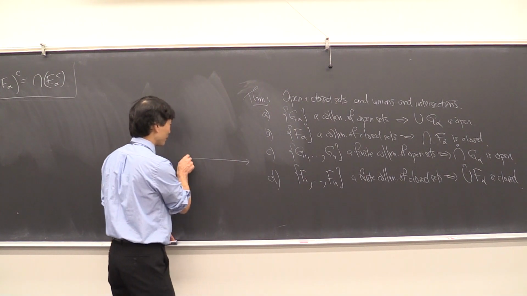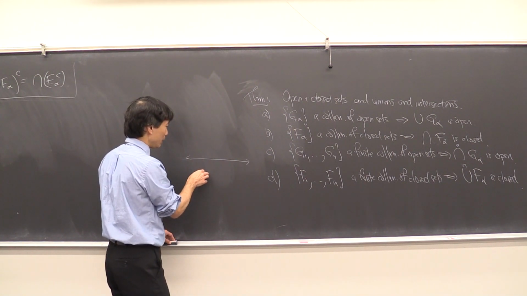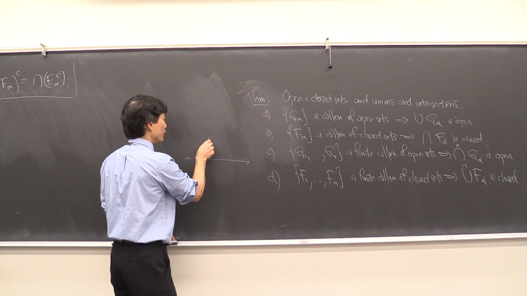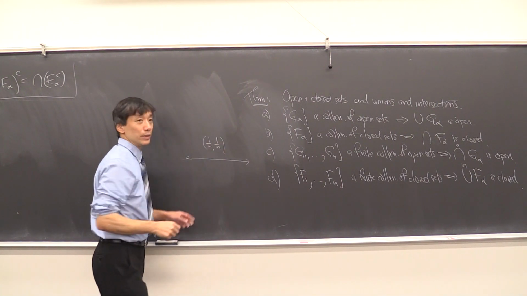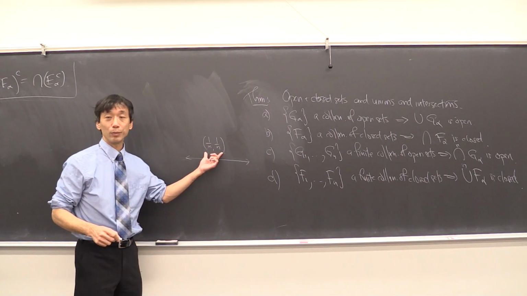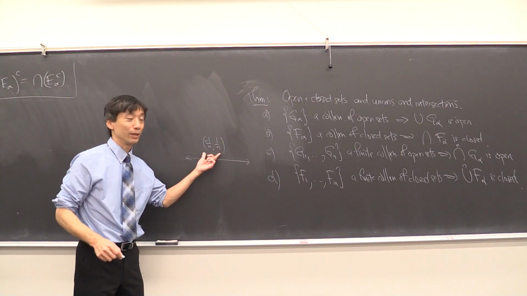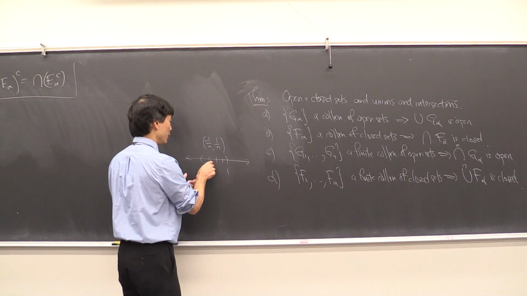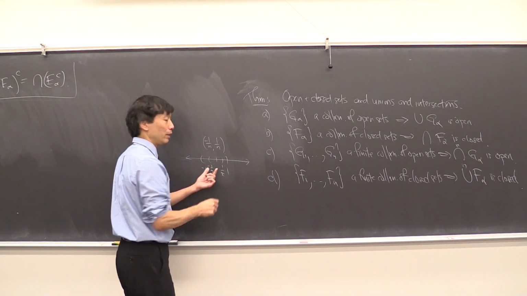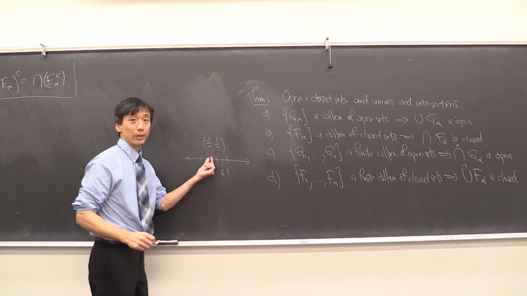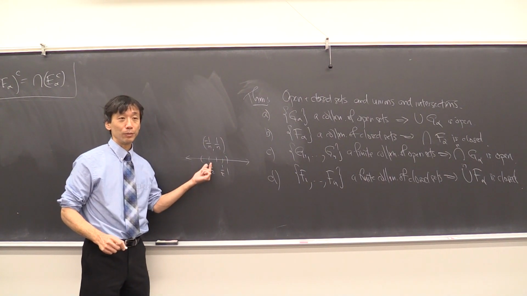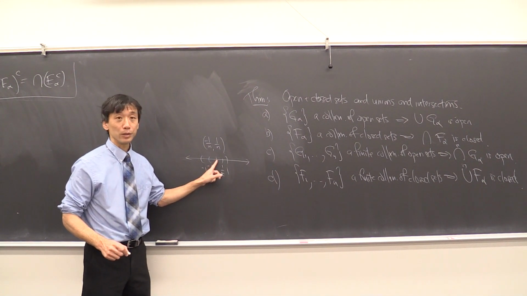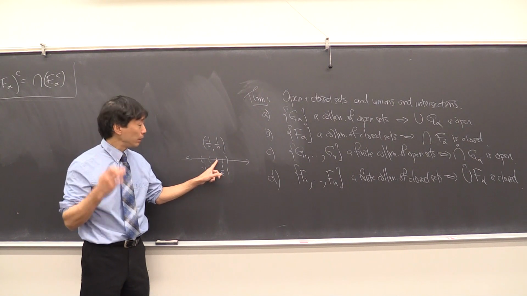Here's an example. What you can do is take the sets like this: negative 1 over n, comma 1 over n. So negative 1 to 1, negative 1/2 to 1/2, negative 1/3 to 1/3, etc. Then when you take the infinite intersection, what do you get? A point. You get a point, right? Just 0 is going to lie in all of their sets.